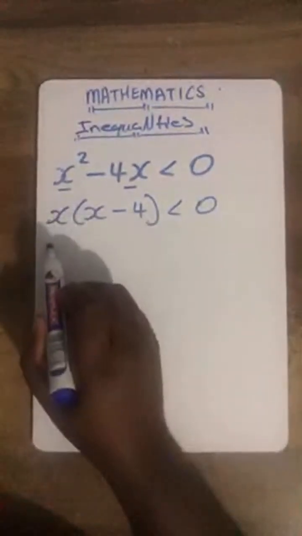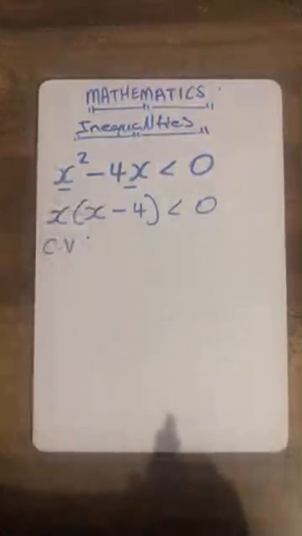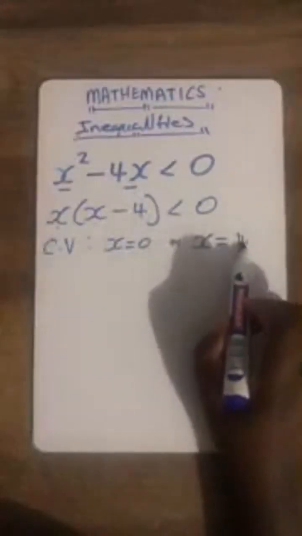And then you can just say your critical values because you've already factorized. So you will therefore say your critical values there. You have that x, you equate it to 0. Or you've got your x, you equate it to that, you take that to the other side, it becomes 4.